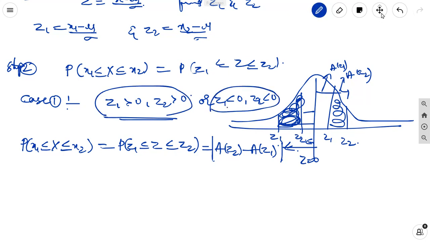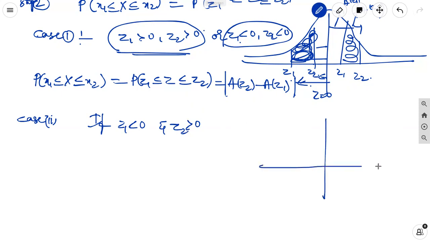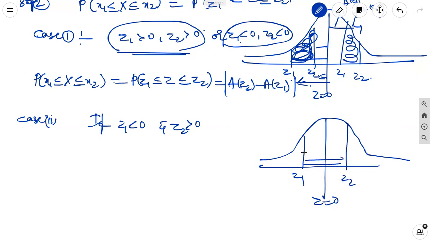Okay, next is case 2, if Z1 is less than 0 and Z2 is greater than 0. First, we draw the figure. Z1 is less than 0, because Z equal to 0 is the center. Z2 is greater than 0. What area do we require?